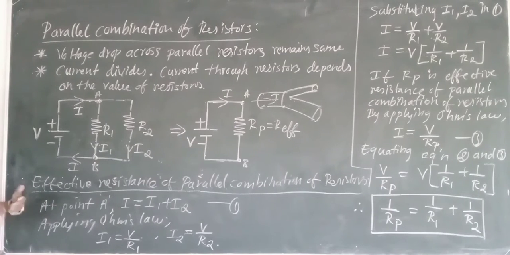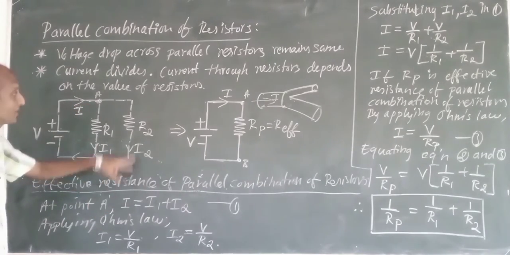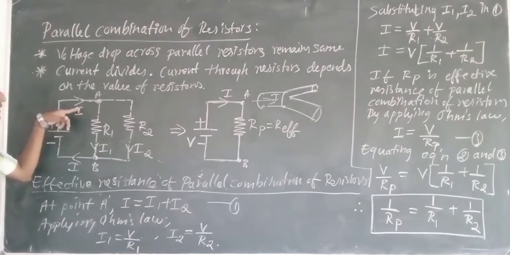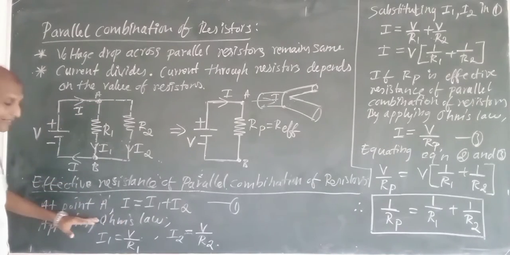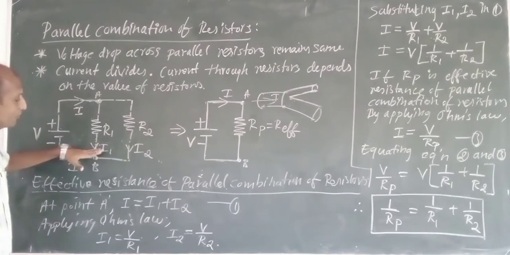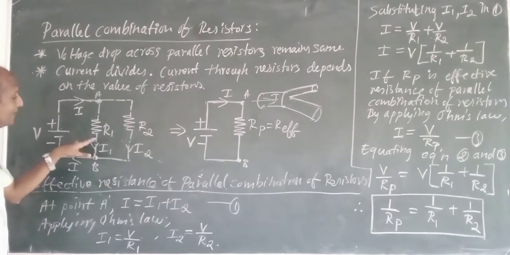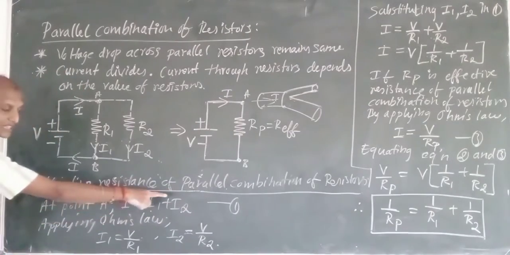To calculate the effective resistance, at point A I can write the total current I as I1 plus I2. I will take this as equation 1. We know that current divides, not equally, but depending on the value of the resistances individually. So I will be equal to I1 plus I2, which I write as equation 1.